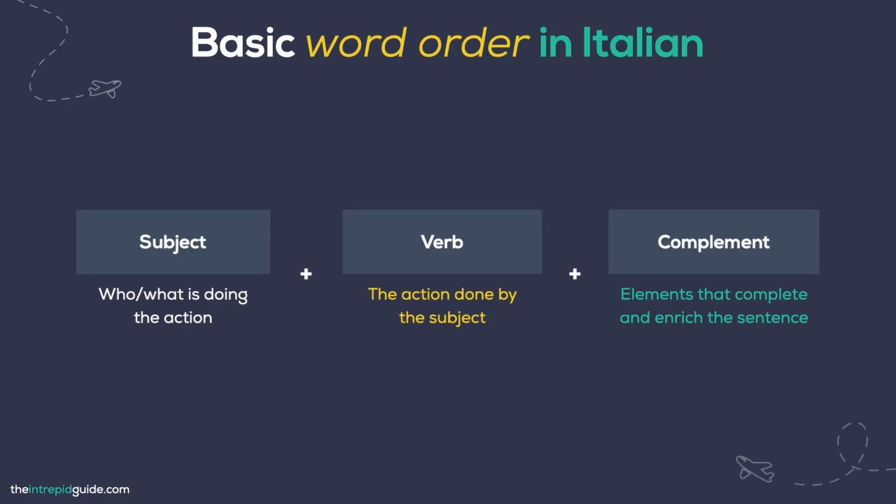Now, understanding Italian sentence structure and word order is crucial if you want to improve your Italian. The basic word order in Italian follows a pattern like this. Subject, who or what is doing the action. Verb, the action done by the subject. Complement, elements that complete and enrich the sentence.